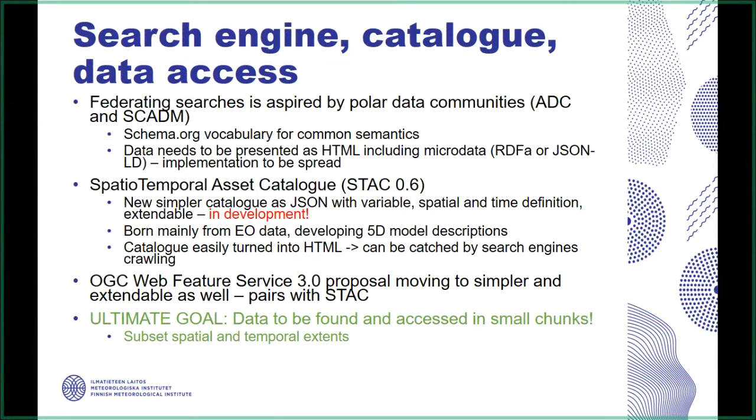So I think that's something that we should all look at if we put things there, because I think the ultimate goal is that we can find all the data, but we can also access it in smaller chunks. For the space part, it's very simple: if you always had to take a 1 gigabyte file to look at a few pixels around your house, people will not do that. So we need to subset spatial and temporal extents and be able to get that.